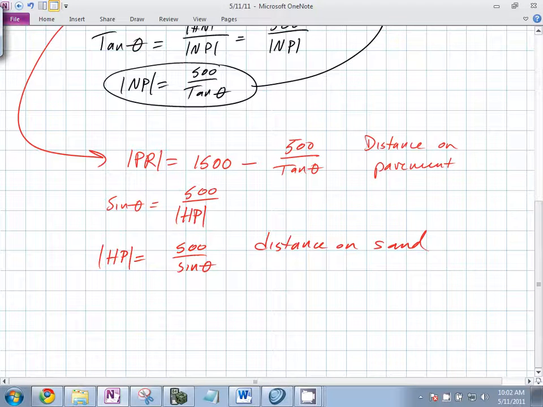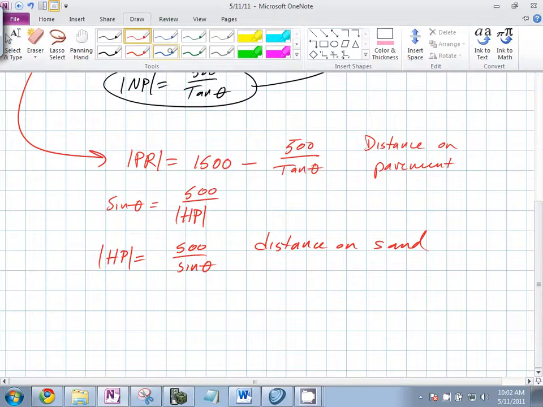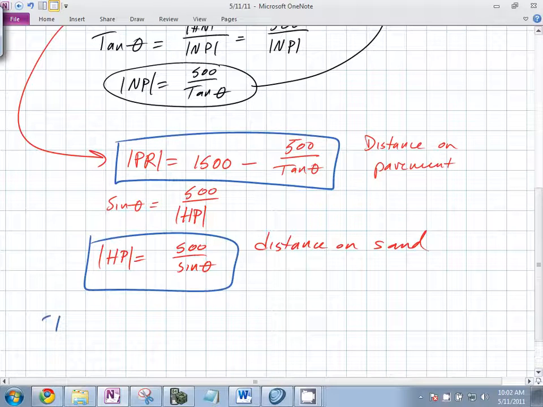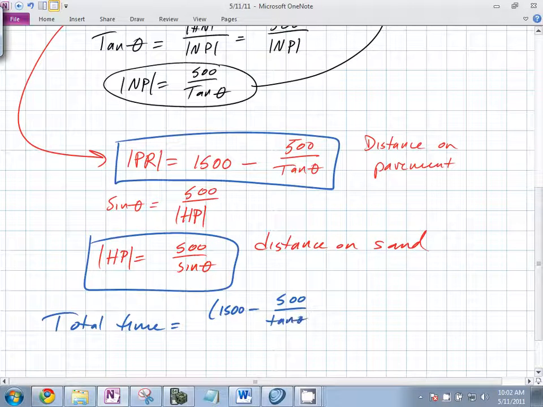So if you have the two distances, what's the total time going to be? Divided by the speed. Yeah, so let's do pavement, exactly. So pavement's 15, I'll write it first for you. 1500 minus 500 over tan theta over what? 300. This is on pavement, so it's over 300.